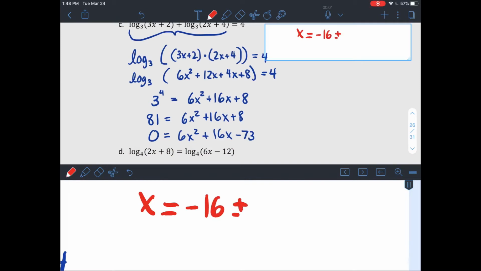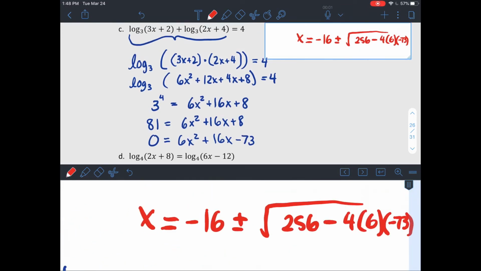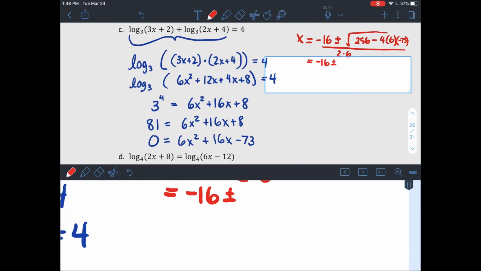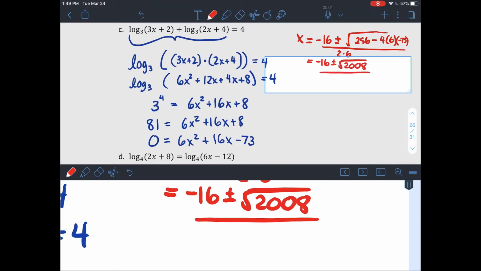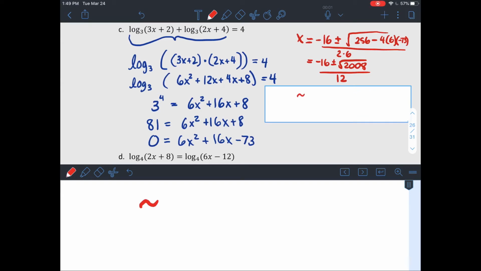it's going to look like negative 16 plus or minus the square root of 16 squared, which is 256, minus 4ac, all over 2 times a, which is 2 times 6. Doing a little bit of simplifying, you have negative 16 plus or minus the square root of, if you punch that into a calculator, 2008 all over 12. I'm not going to break that radical down. I'm just going to do this one as a decimal and round it to 4 decimal places.